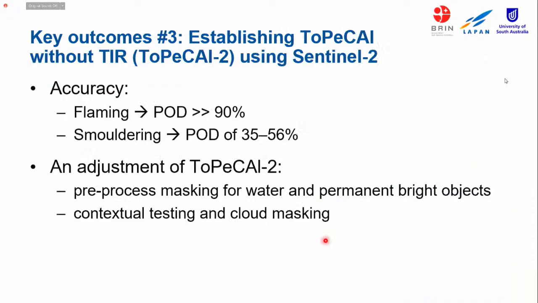So the third one, here we try to implement the tropical algorithm to Sentinel-2. Sentinel-2 doesn't have TIR, thermal infrared. It only has SWIR, short wave infrared, which is mainly capable only for flaming detection, not appropriate for smoldering detection. But we try to implement the algorithm on Sentinel-2. And our accuracy here is only 35 to 56%. Yes, this is as we expect from the theory that SWIR cannot maximize to detect smoldering, but for flaming it has 90%.